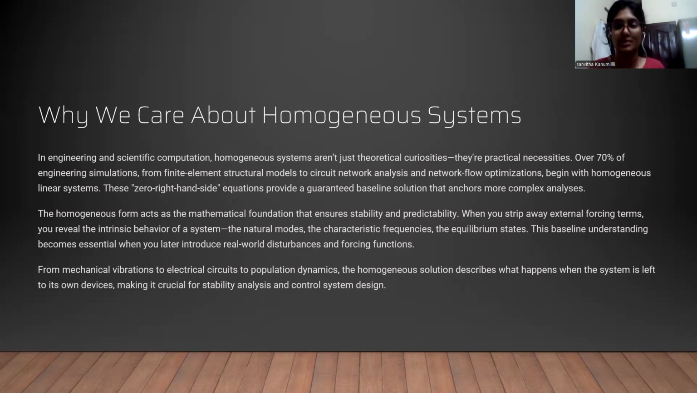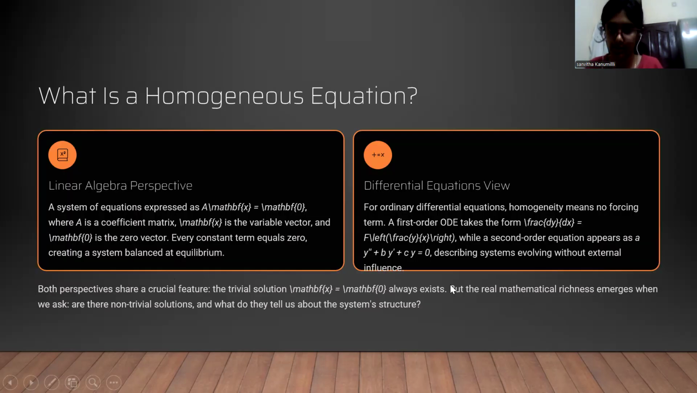So when you strip away external forcing terms, you reveal the intrinsic behavior of a system. Natural modes, the characteristic frequencies, the equilibrium states. The baseline understanding becomes essential when you later introduce disturbances and forcing functions. So from mechanical vibrations to electrical circuits to population dynamics, the homogeneous solution describes what happens when a system is left to its own devices, making it crucial for stability analysis and control system design.